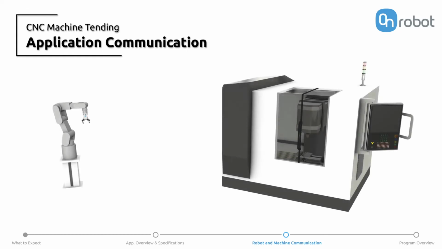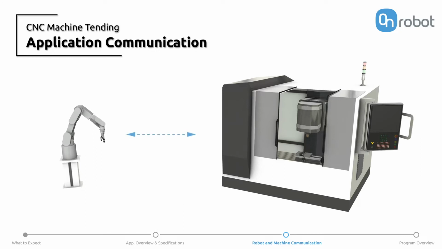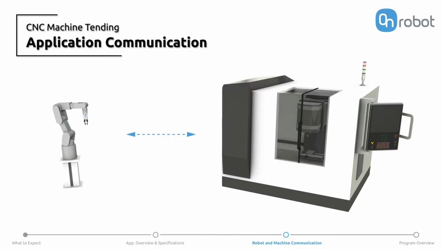In this video, we will take a closer look at how to communicate a robot with a CNC machine. Currently, there is no communication standard or convention that all CNC and robot manufacturers follow. Therefore, it is not possible to provide a solution that works for all cases. Despite this, we will discuss the most common strategies used in the industry today.